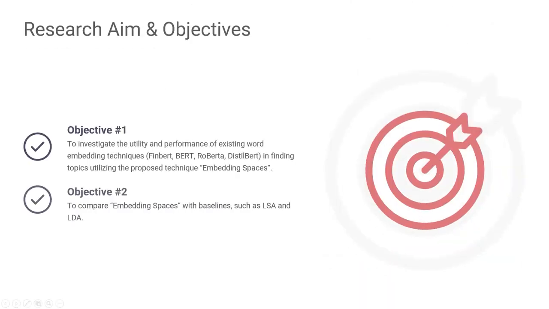So our objective one. First of all, in research you need to have some objectives. Our first objective is to investigate the utility and performance of existing word embedding techniques. I really hope that you know what an embedding is by now. An embedding is nothing but a representation of a word in an n-dimensional space.